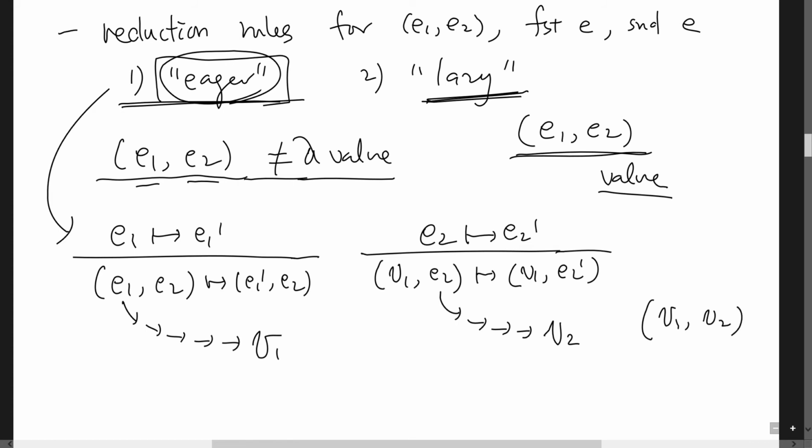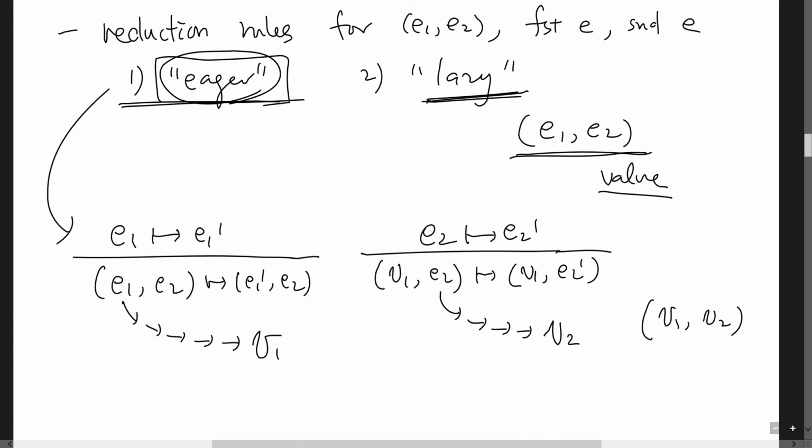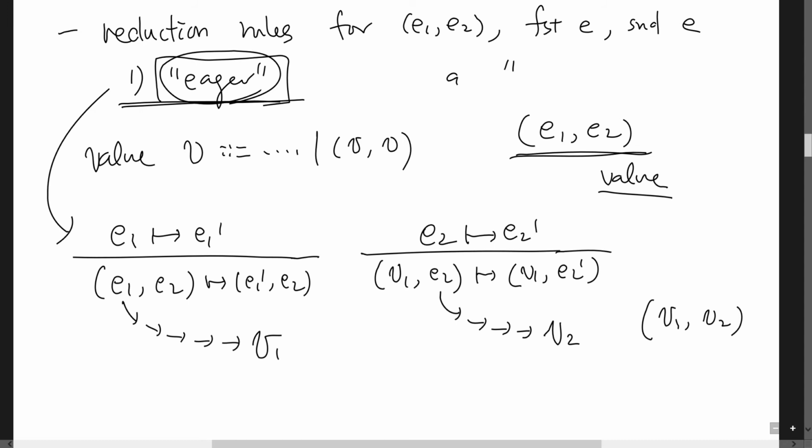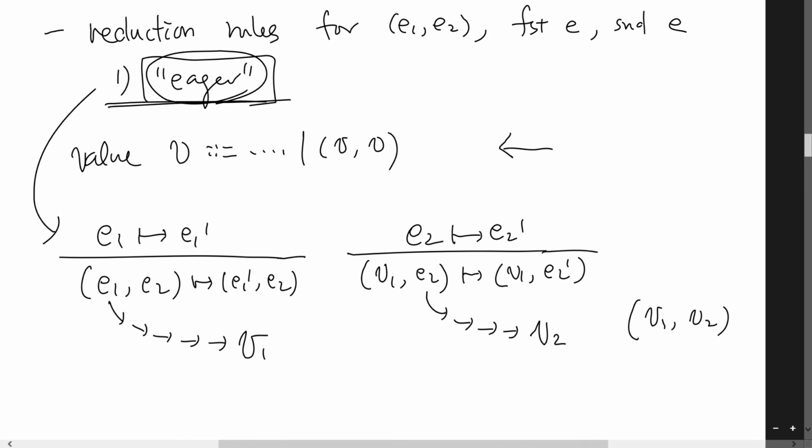So in the case of the eager strategy, we extend the set of values: the syntactic category of values now includes a value paired with another value. Let me erase this one. So that's the eager reduction strategy, the definition of values under the eager strategy.